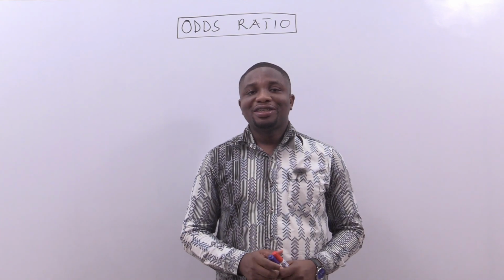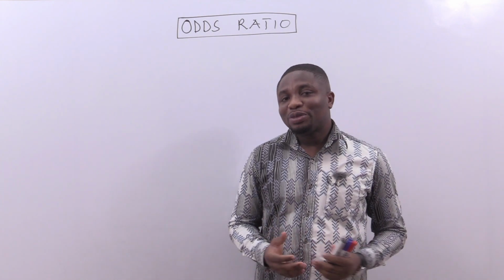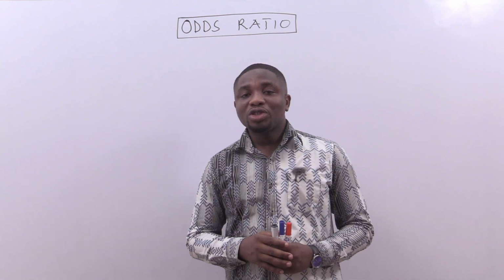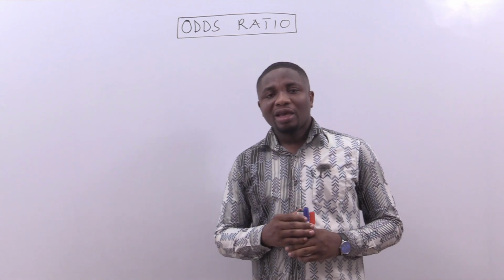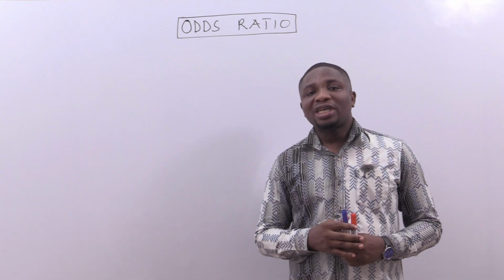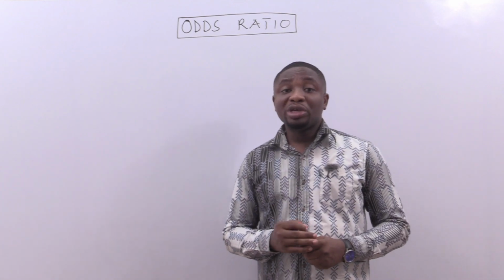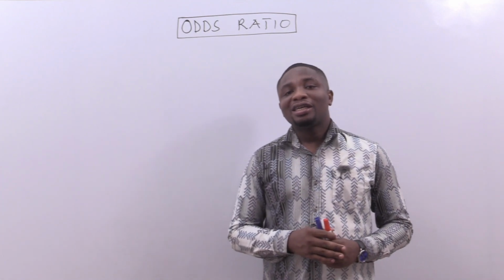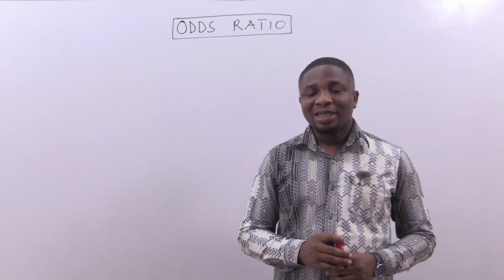In today's session, we are going to be looking at odds ratio. So first of all, let's begin by knowing what odds ratio is. When we say odds ratio, simply it is a measure of the association between exposure and outcome. And when I say exposure, I'm referring to the risk factor. And when I say outcome, I'm referring to the occurrence of a disease.